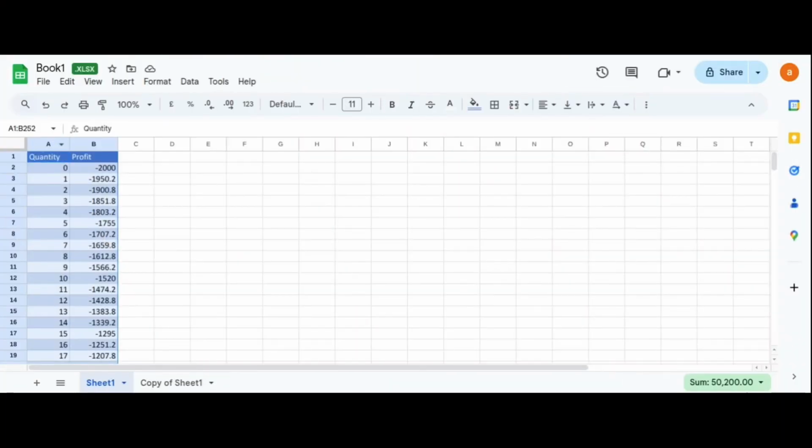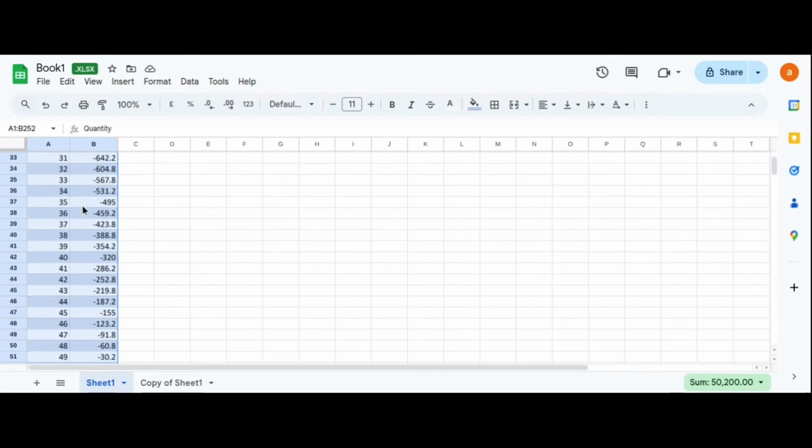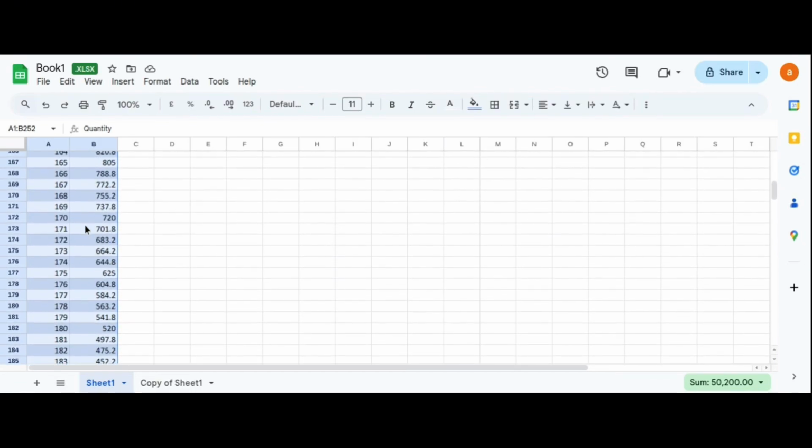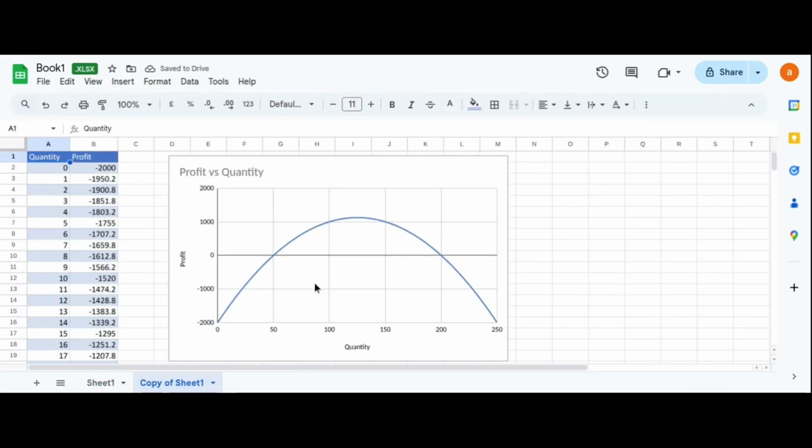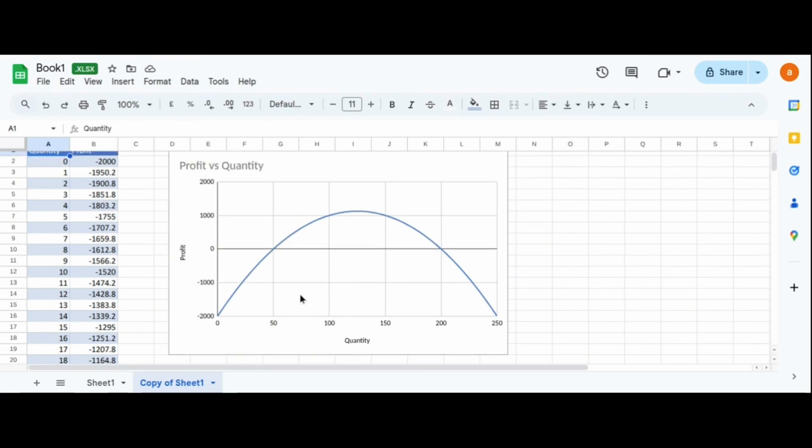Okay, so for now, we are going to do a graph. We select the data until the quantity 250, and then using Excel, we just use a chart and we obtain the graph. So this is the profit versus quantity graph. As you can see, after converting the collected data into a graph, we can clearly observe the profit earned by the company. The blue line is the profit function.